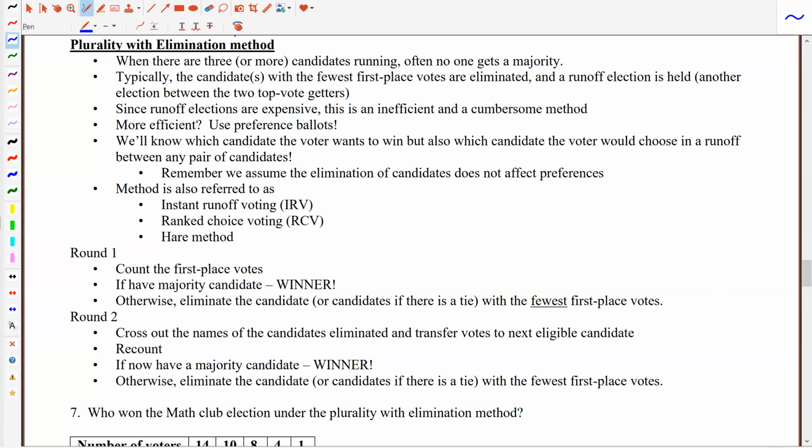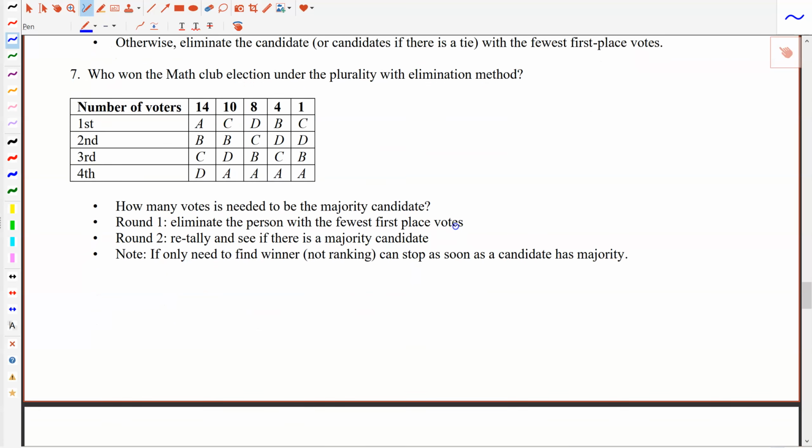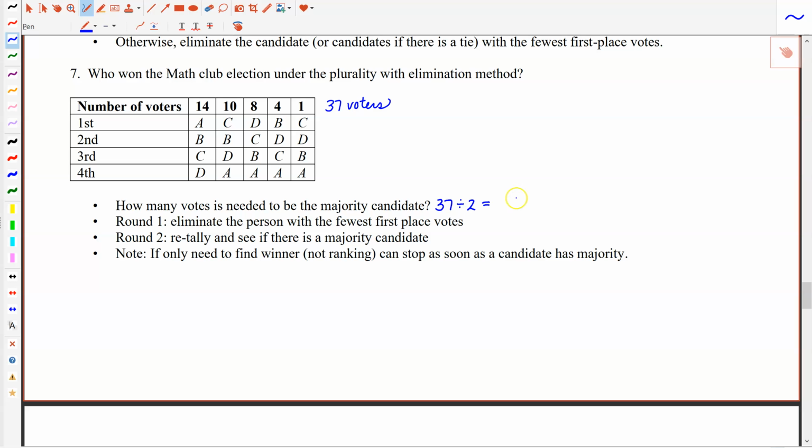So let's see what this process looks like in that math club election. Now the first thing you need to do if you're going to do the plurality with elimination method is you need to figure out what that magic number is in order for someone to be a majority candidate. So remember, in this election we had 37 voters. So for a majority candidate, how many votes would be needed? Would be 37 divided by 2. Now that's going to give us 18.5, so we're going to round up. So we need 19 votes to be a majority candidate.